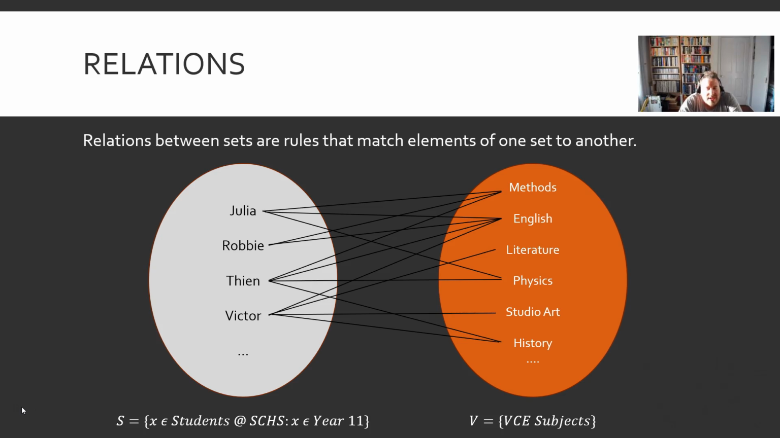Let's just remind ourselves. A relation is just where you have any two sets and you've got some relationship between them. There's no better way to say it, really. So for instance, we might have the set of students in a year level, and we might have all the subjects in the year level. Those are our two sets, and then our relationship might be as simple as which subjects does each person do. If Julia does methods, that gets a relationship. If Robbie does literature, that gets a relationship. So the relation is as general as you can possibly be.